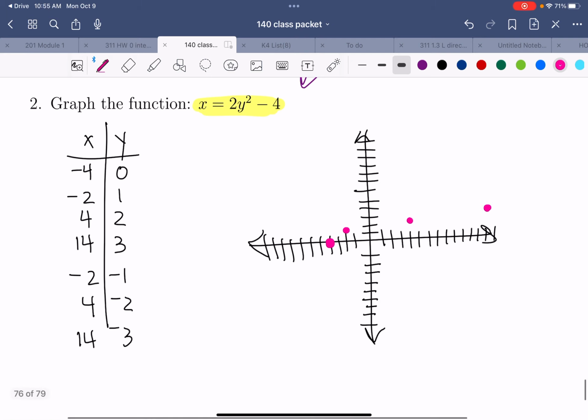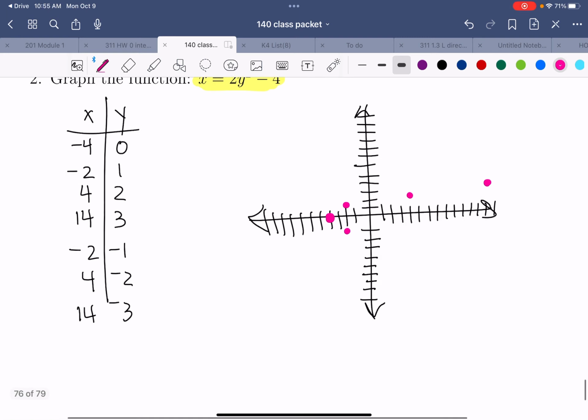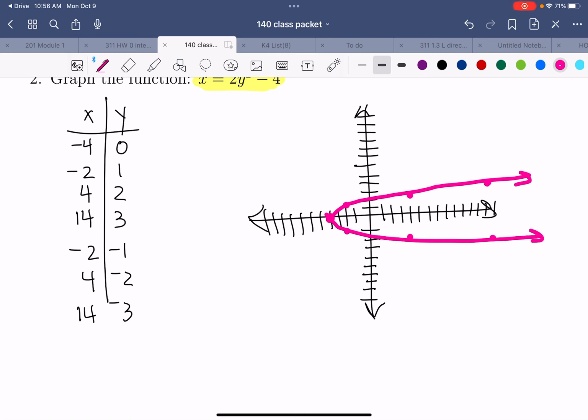And then on this side, you have -1, -2. You have 4 and -2. You have 14 and -3. So again, this one is going to fail the vertical line test because notice I'm getting 2 points for each x, okay? But there's my graph. This is a parabola on its side because now the y is squared, okay?